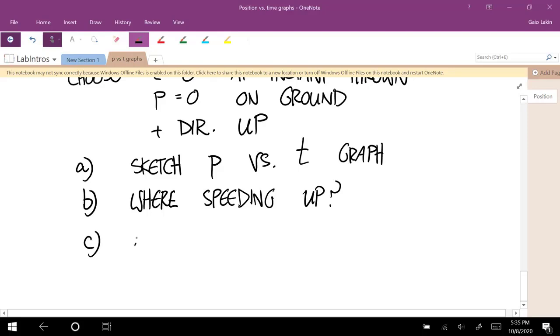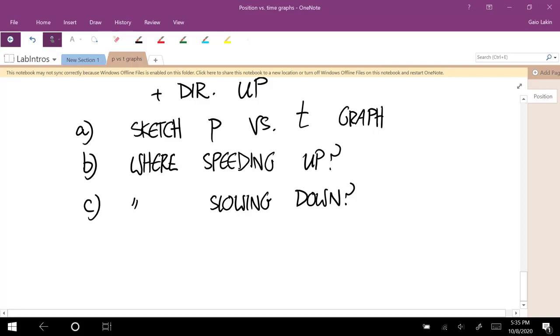Third, we want to identify where the object is slowing down. And fourth, we want to identify where the object is at its highest point in its flight. This object's being thrown straight up into the air, so at some point it's going to reach its highest point and then start coming back down.